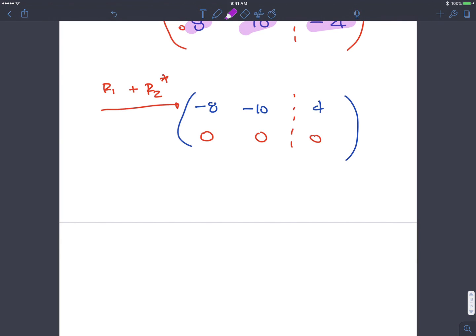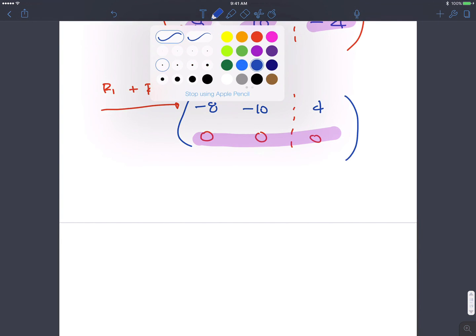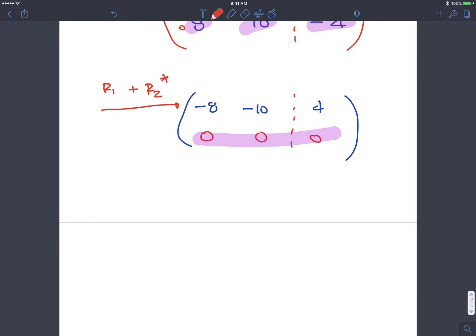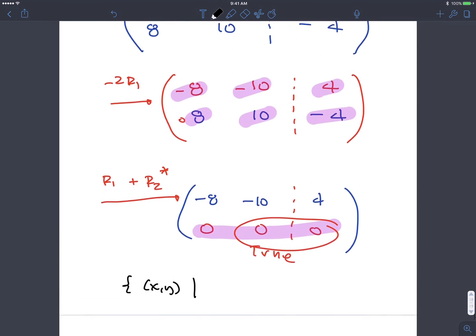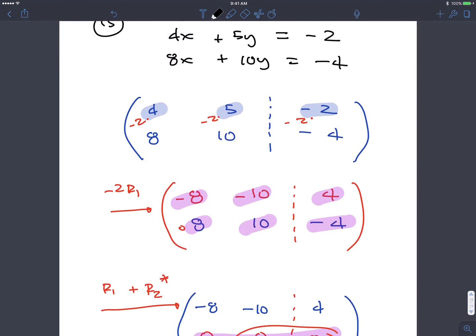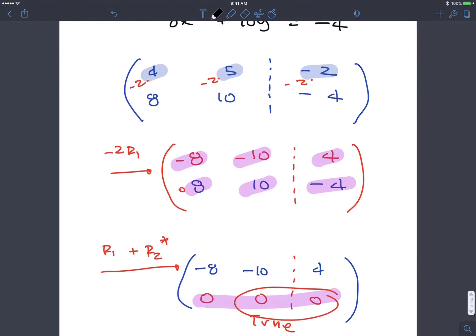Again, we notice that a row of zeros. This here is a true statement. 0 is 0. That means infinitely many solutions, all points x and y such that, pick any of the original equations, doesn't matter, 4x plus 5y is negative 2.